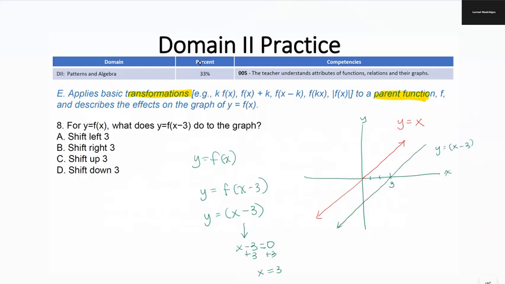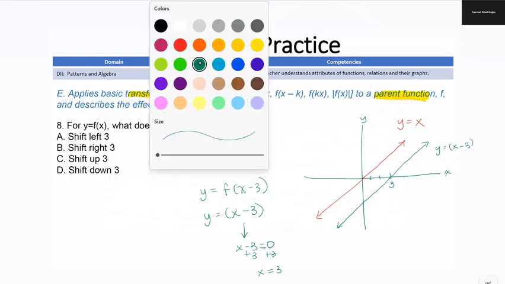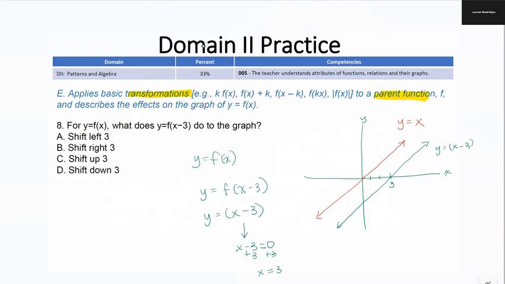So what happened there? It shifted to the right. It went from 0 going to the right. Shift to the right by 3. So let's look at the choices here. Shift to the left, it's not. Shift to the right, yes. Shift up, no. Shift down, no. The answer is letter B.